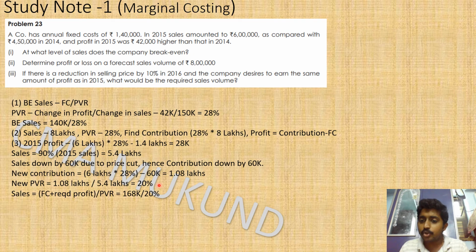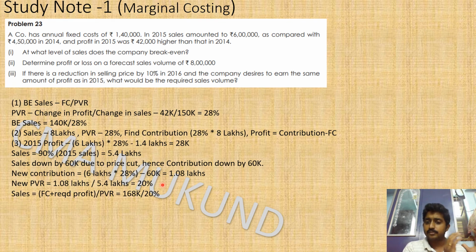So do you understand the logic, guys? The variable cost is the same, the selling price has gone down, which means our contribution will go down. When our contribution goes down, the PV ratio will come down. That's why 28 percentage has gone down to 20 percentage. So we have to know the formulas, and we have to know the facts behind them, which are the driving force for the formulas. Okay, so now the PV ratio is 20 percentage. I hope you got it.